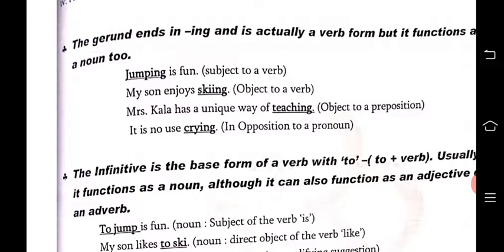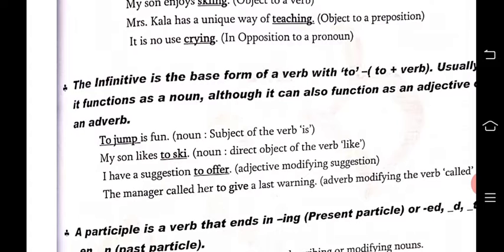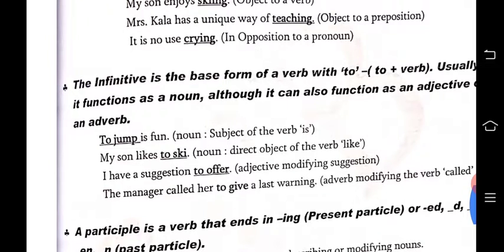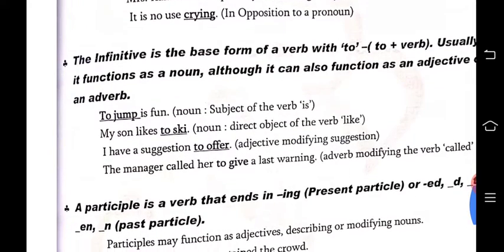The gerund ends in ing and is actually a verb form, but it functions as a noun too. Jumping is fun. Got it? My son enjoys skiing. Mrs. Kala has a unique way of teaching. It is no use crying. Okay? And then infinitive means what? To jump is fun. My son likes to ski. I have a suggestion to offer. The manager called her to give a last warning.